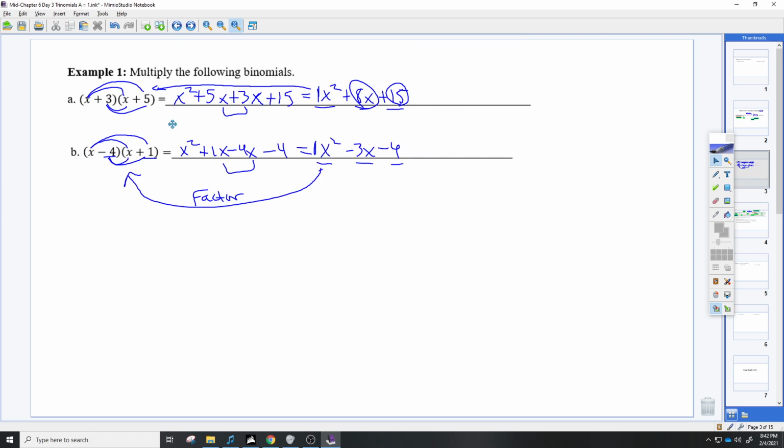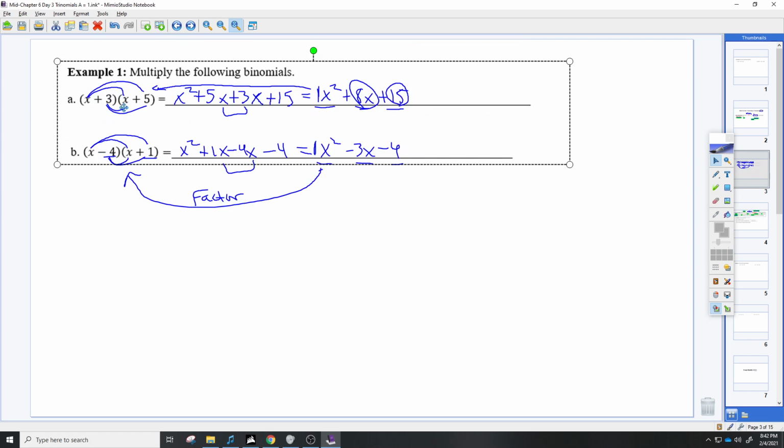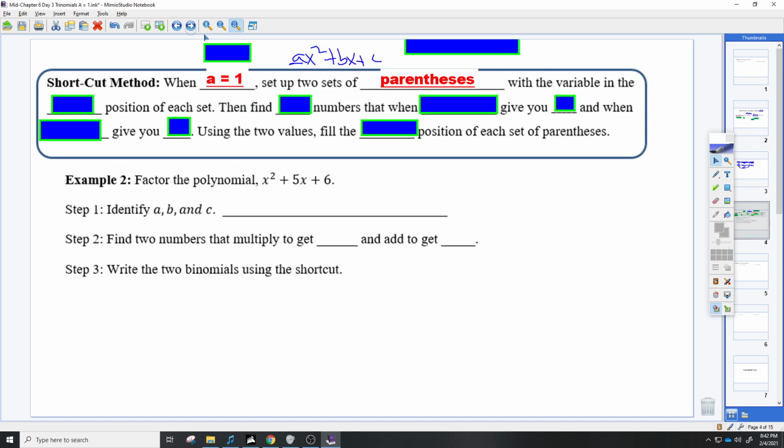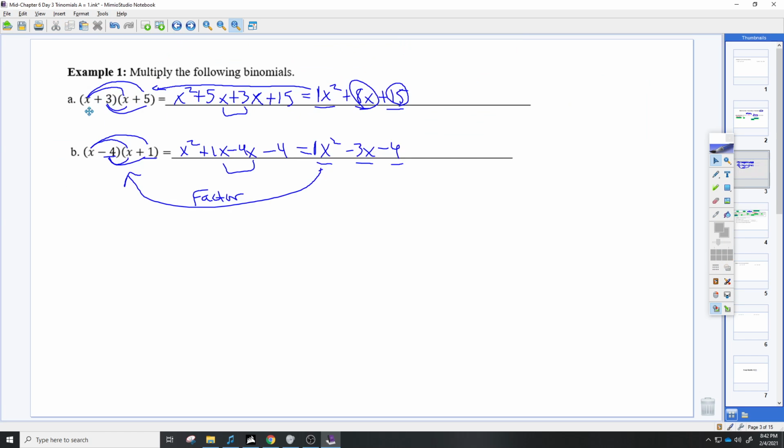It's kind of like back here. I'm setting up these parentheses over here. See that? So with the variable in the first position of each set, whatever variable we have, most likely it's going to be x. We're going to put an x in each first position, like we have here. See how there's x in both these first positions?